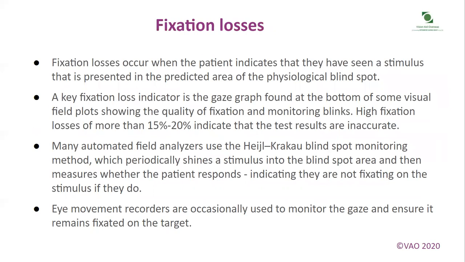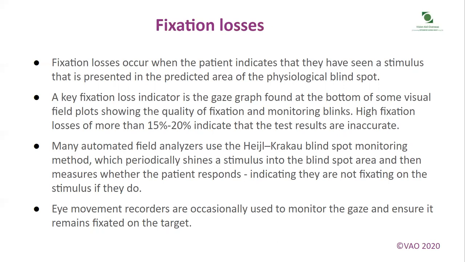Fixation losses. Fixation losses occur when the patient indicates that they have seen a stimulus that is presented in the predicted area of the physiological blind spot. A key fixation loss indicator is the gaze graph found at the bottom of some visual field plots, showing the quality of fixation and monitoring blinks. High fixation losses of more than 15 to 20% indicate that the test results are inaccurate.